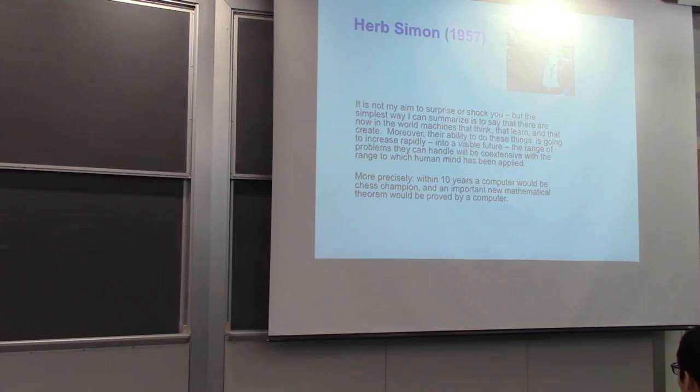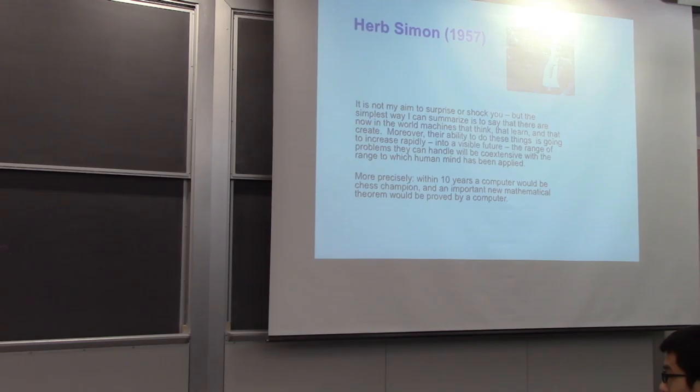Yeah. And so in '57, Herb Simon, intelligence, it's not my only surprise to talk to you, but the simplest way I can summarize is to say that there are now in the world machines that think, that learn, and that create. Moreover, their ability to do these things is going to increase rapidly into a visible future, and the range of problems they can handle will be coextensive with the range to which human minds have been applied.